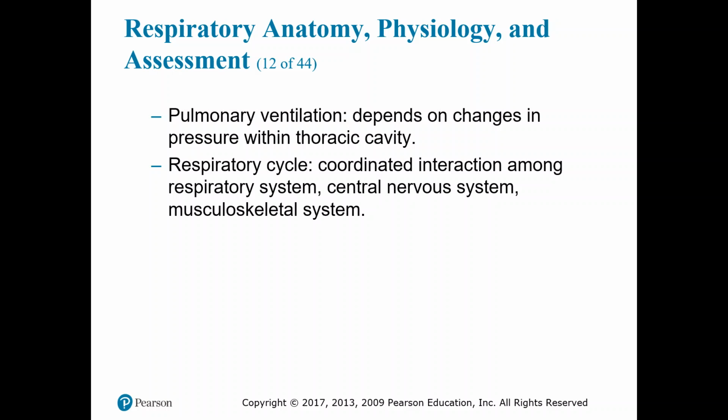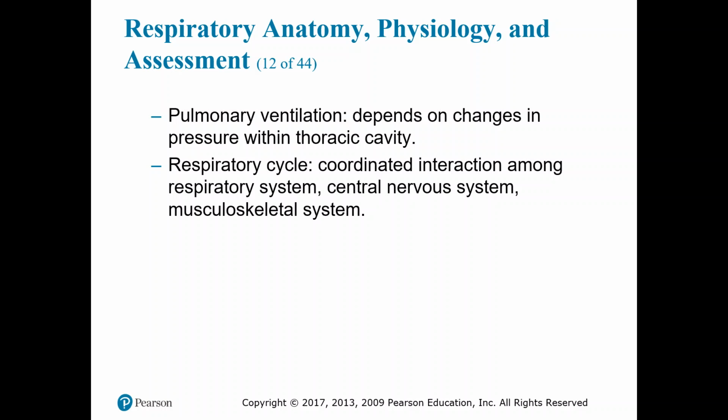Nothing within the lung parenchyma makes it contract or expand. Pulmonary ventilation, therefore, depends on changes in pressure within the thoracic cavity. These changes occur in a respiratory cycle involving coordinated interaction among the respiratory system, the central nervous system, and the musculoskeletal system. The thoracic cavity is a closed space, opening to the external environment only through the trachea. The diaphragm separates the thoracic cavity from the abdomen.